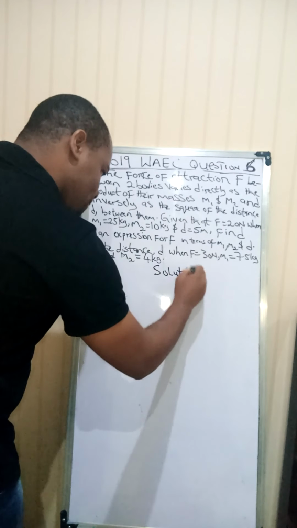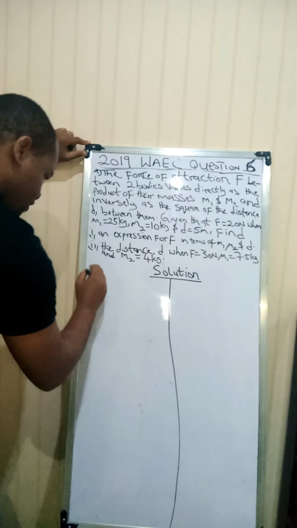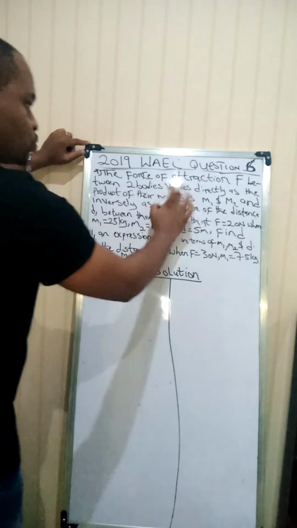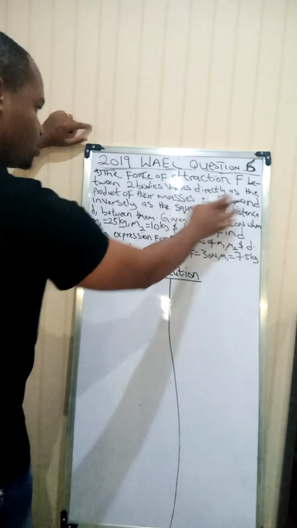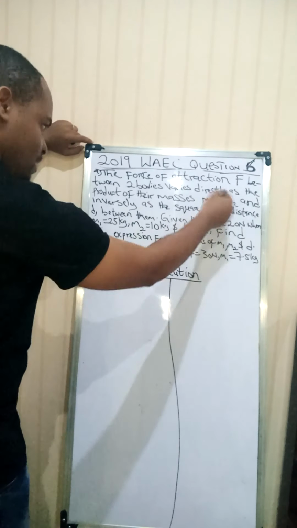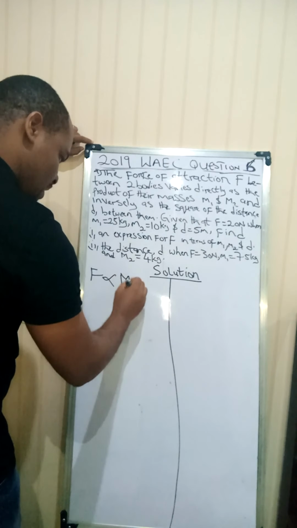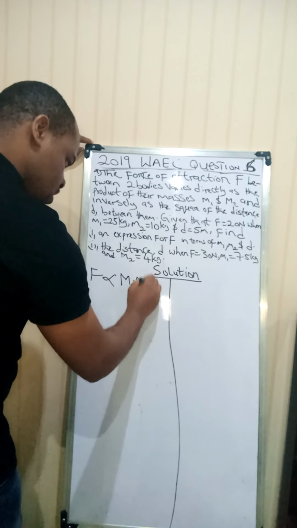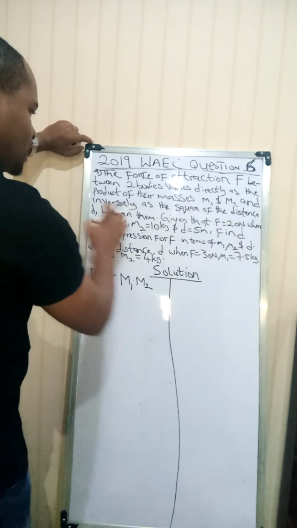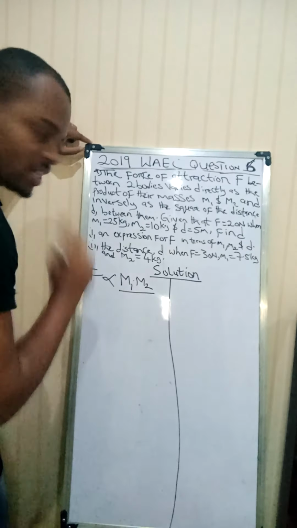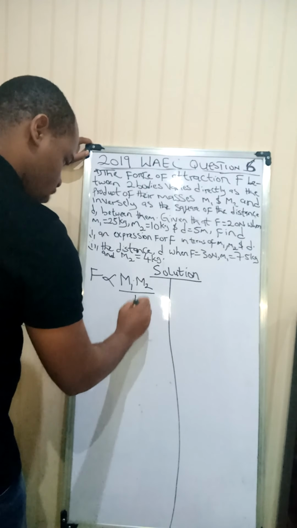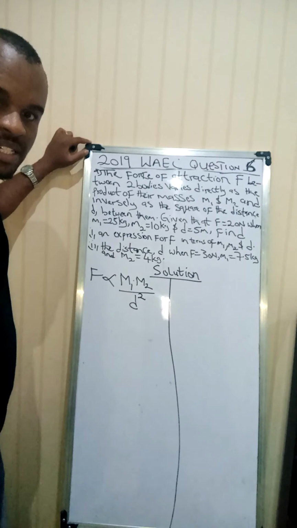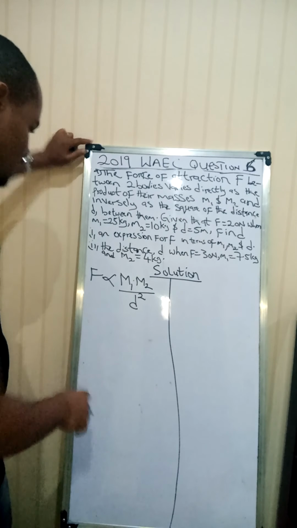Let me divide the board into 2. Now they say the force F varies directly. Put your variation sign. As the product of their masses, m1 times m2, and inversely, that is over, as the square of the distance d. Hope you can see that clearly.